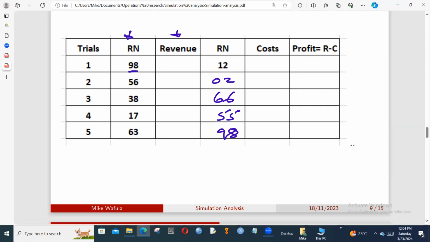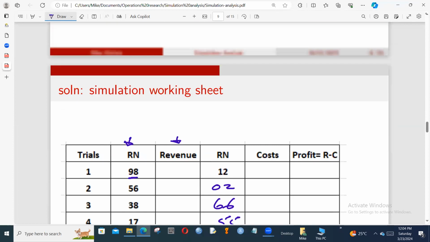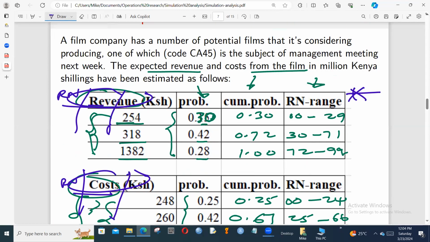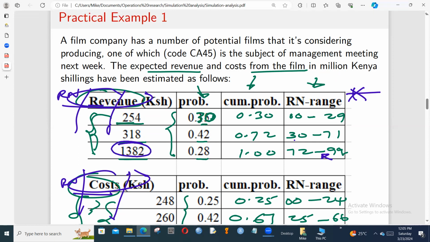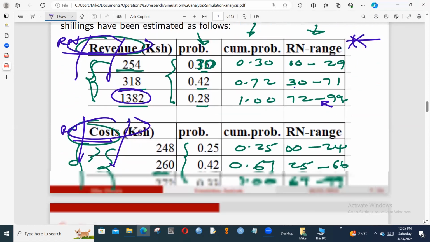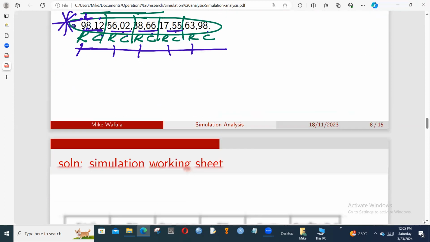Now, in this particular question, you're checking a random number of 98. You need to tell what revenue is likely to fetch a random number of 98. And so you come to this table of revenue and check. If the first class is 00 to 29, the next 30 to 71, 72 to 99, you will see 98 is actually in this last range, class interval of 72 to 99. And so 98 corresponds to which revenue? 1382. So we now write 1382 as the revenue here.